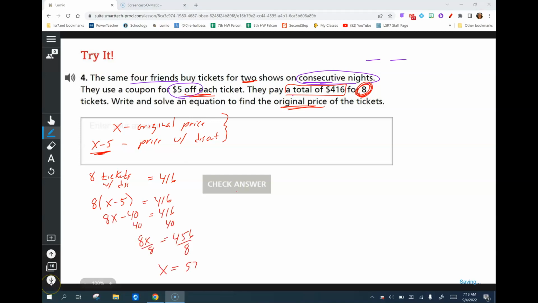Go. So we found out that the original ticket price is $57. It's 57. If you got a different number, again, go back through your work, compare it to my work, and see if you can figure out where that mistake is. So each ticket is $57 per ticket before discount.